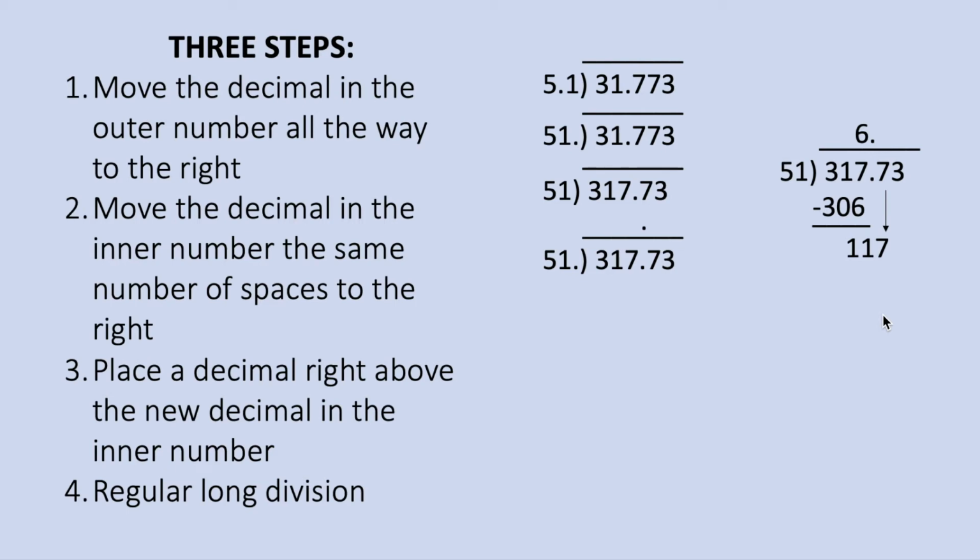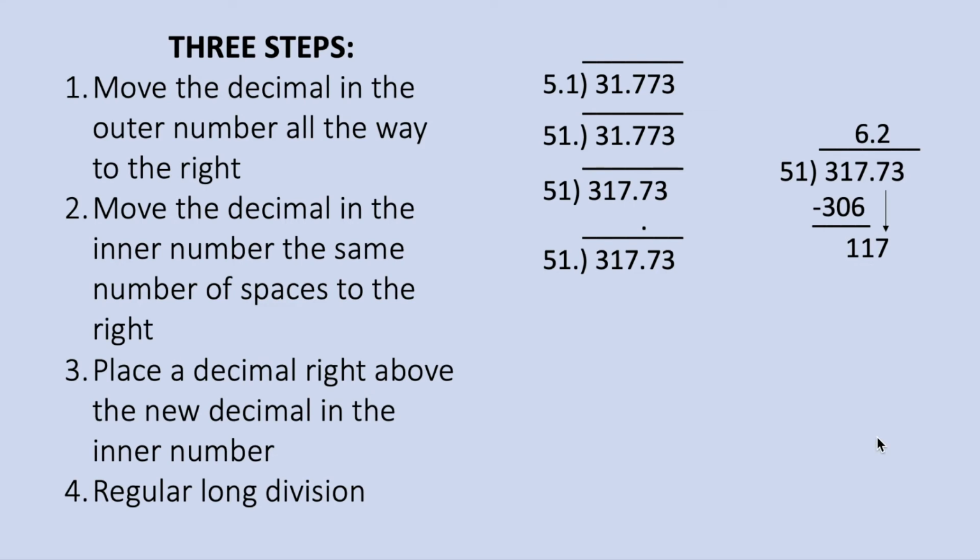And then you repeat the process again. And you ask, can 51 go into 117? And the answer is yes, because 117 is bigger than 51. And then you have to think about how many times 51 could go into 117. And since 50 times 2 is 100, which is pretty close to 117, I'm going to put 2 up there and we can do the actual multiplication from there.